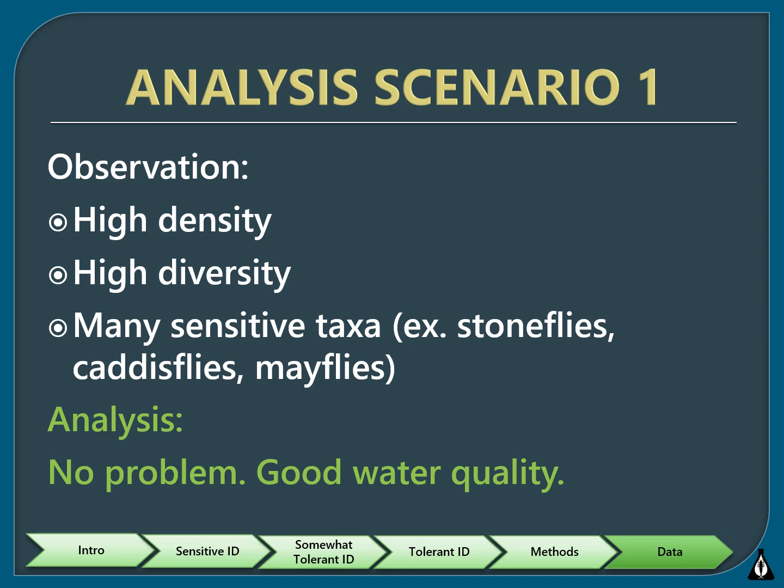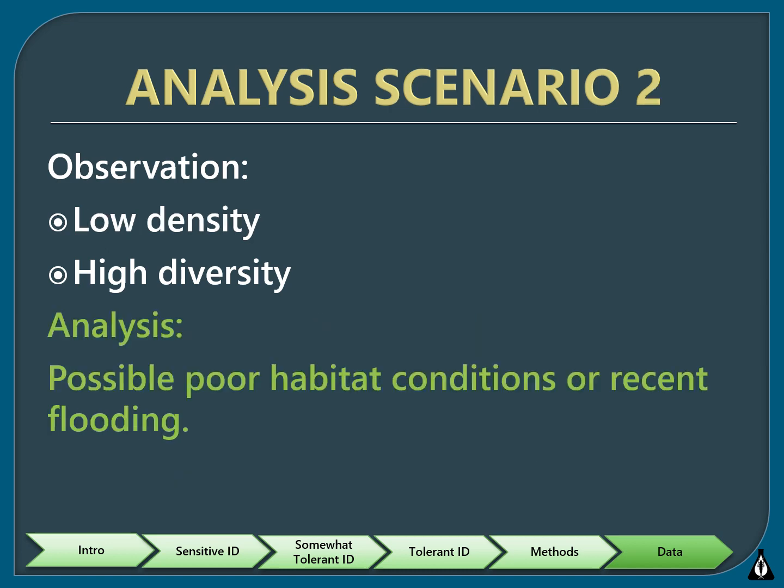Let's go over a few scenarios which monitors may experience. If your monitoring site has a high density or a lot of invertebrates, a high diversity or many different taxa of invertebrates, including many sensitive, this would indicate the stream is healthy and water quality is good. In this scenario, we still have high diversity, but we have low density of invertebrates. So lots of different kinds of invertebrates, just not very many of anything. This could indicate poor habitat conditions or recent flooding.